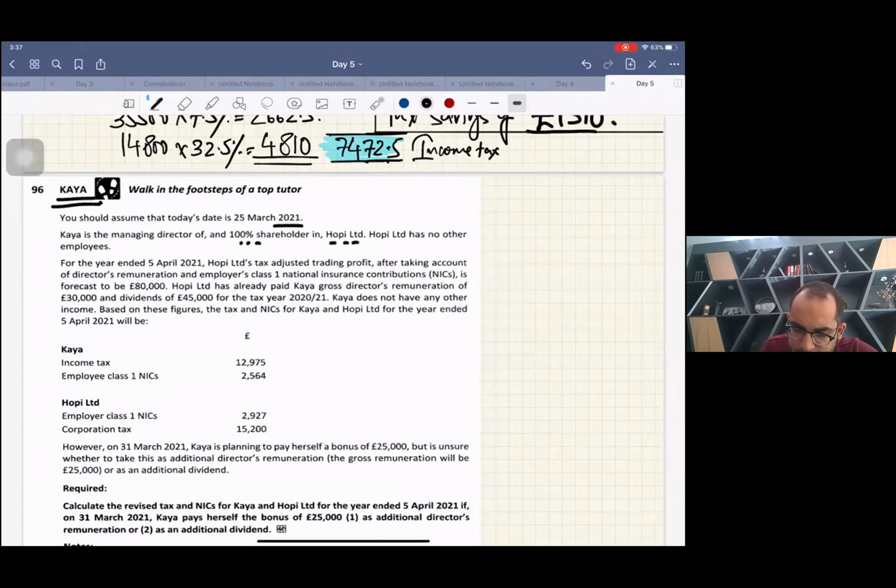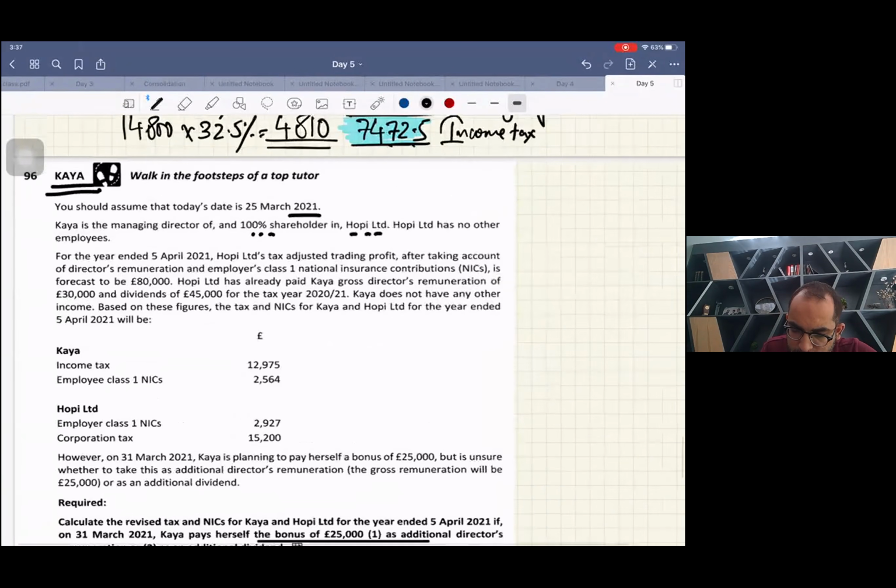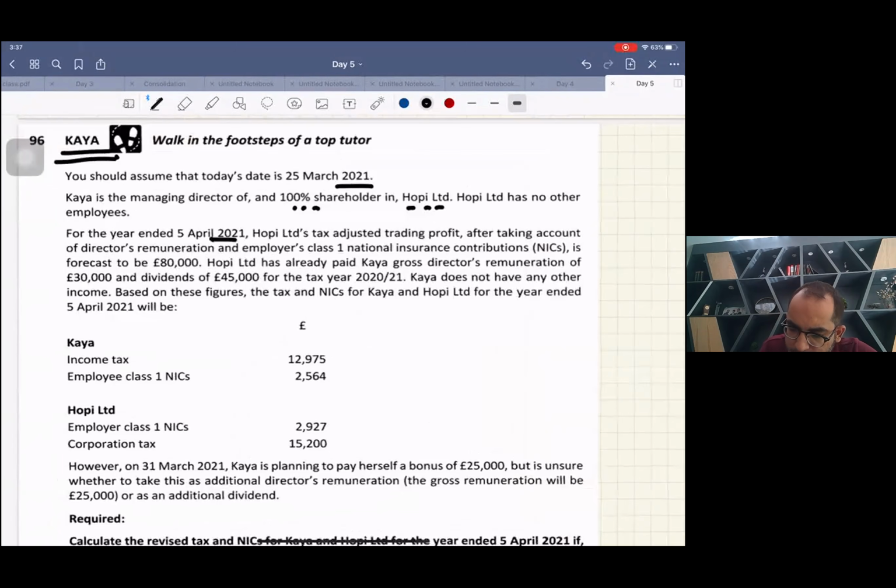For the year ended 5th April 2021, Hoppy Limited's tax adjusted trading profit, after taking account of directors' remuneration and employer's class 1 NIC, is 80,000. So already they have done something. Already they have deducted these things.